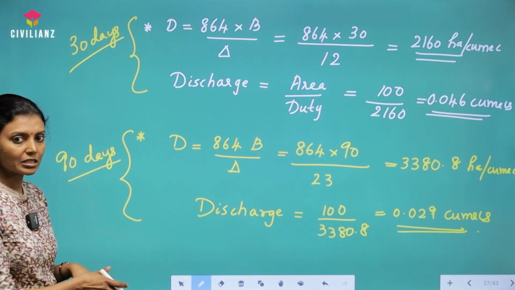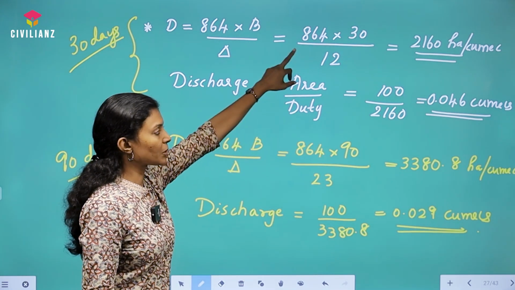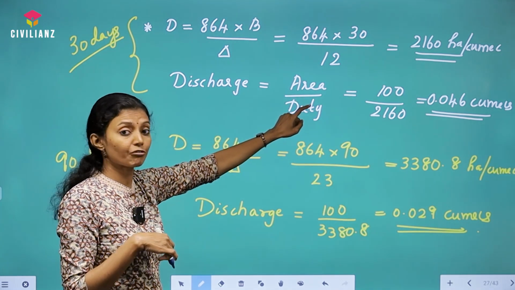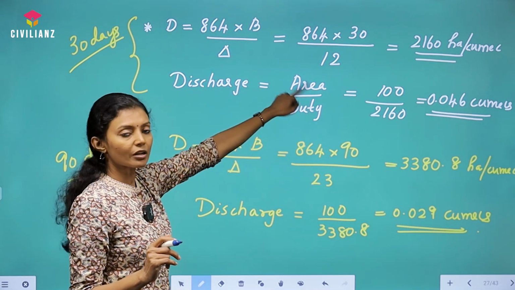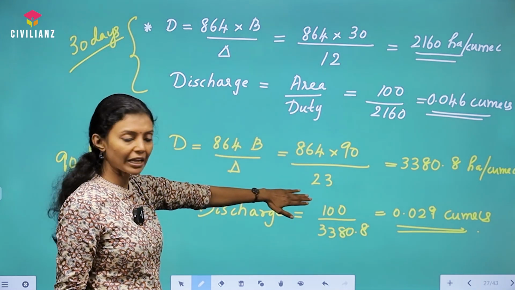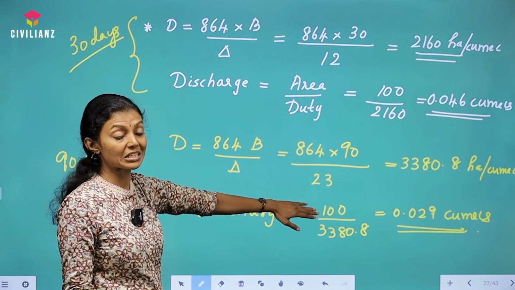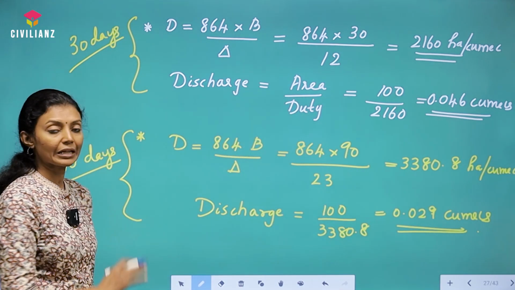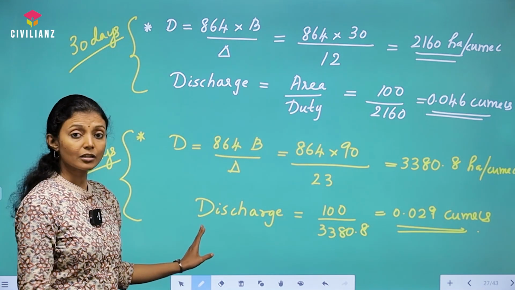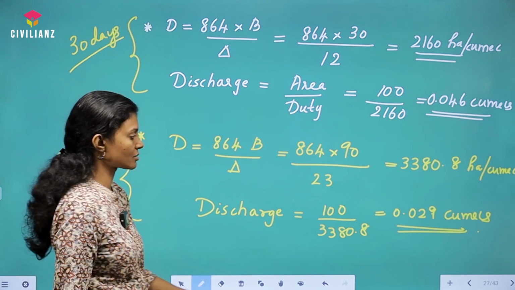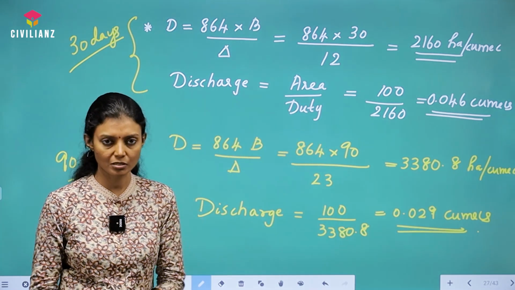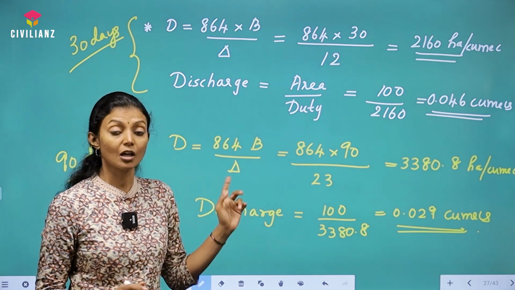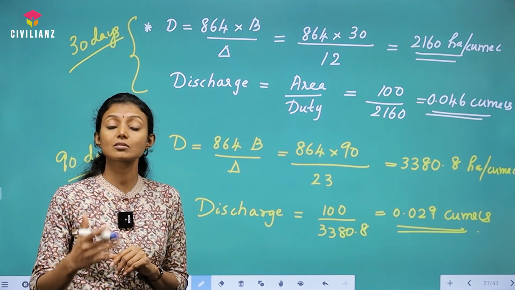Now, for the remaining 90 days, we are calculating. 90 plus 30 is equal to 120, so the remaining is 90 days. And we know that a total depth of 35 centimeters is required for the complete growth. Already you have provided 12 centimeter, so for the remaining days you are going to provide 23 centimeter in 90 days. So the duty obtained is 3380.8 hectares per cumec, and the discharge required during these 90 days is 0.029 cumecs. Now imagine, for the first 30 days, there should be a discharge of 0.046. For the remaining 90 days, you require 0.029 cumecs.